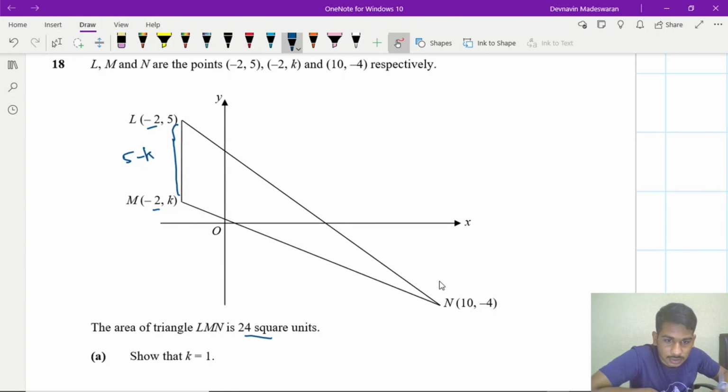And then what is this thing? This is going to be 2 to 10. 10 is here and 2 is here. So this will be the right angle thing. What is that? That is going to be 12 centimeters.